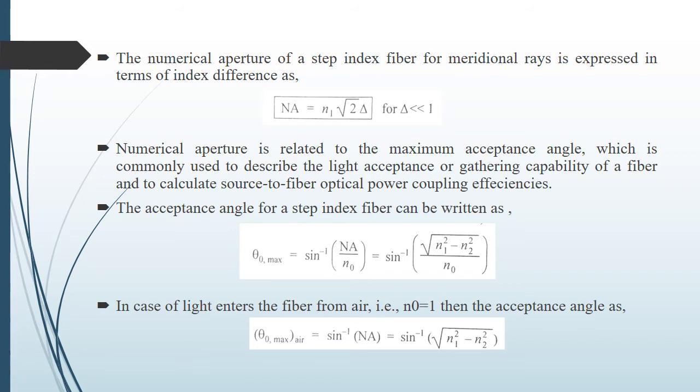Next, the numerical aperture is related to the maximum acceptance angle, and it determines the source to fiber optical power coupling efficiency. So the acceptance angle for step index fiber is written as theta naught max equal to sine inverse of NA by n naught, equal to sine inverse of root of n1 square minus n2 square divided by n naught. In case the light enters the fiber from air, that is n naught equal to 1, then the acceptance angle in the air medium is sine inverse of NA, that is sine inverse of root of n1 square minus n2 square.